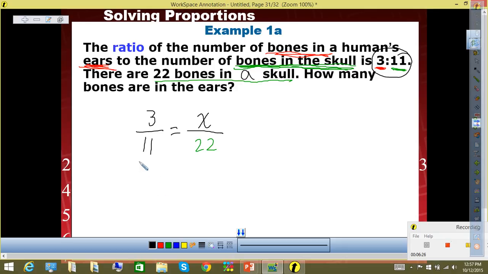Now check this out. There's two ways of doing this. The first one is like this. You can find a factor by which this one was multiplied. What was that factor? 2. So therefore X is what? 6, because 3 times 2 is 6.